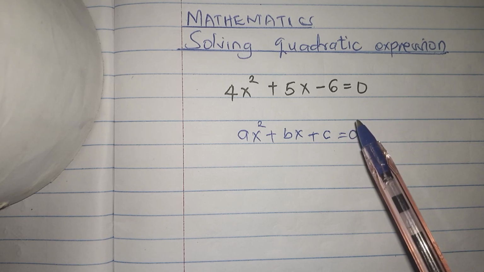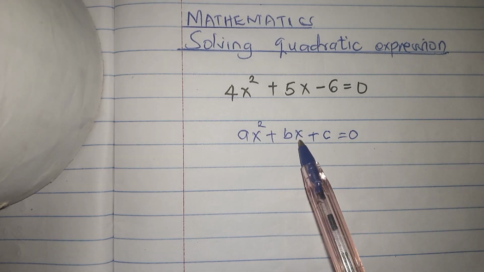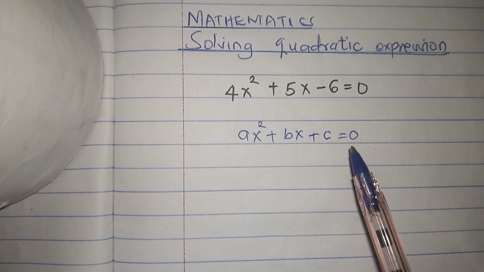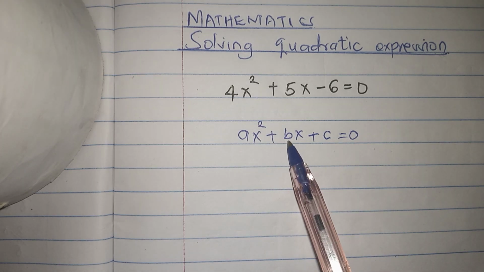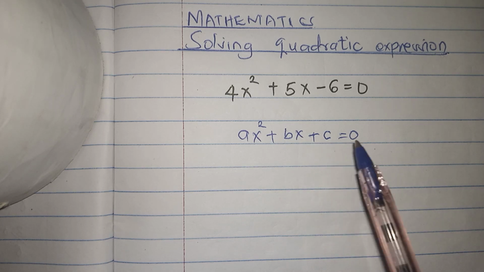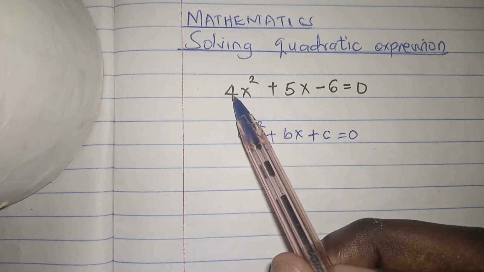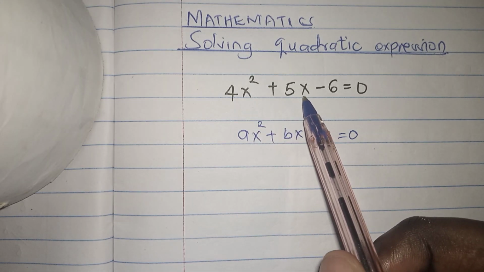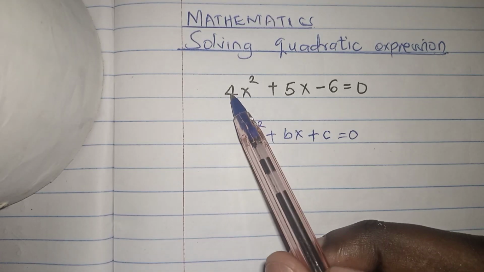Quadratic expressions are always in this form: ax squared plus bx plus c is equal to 0, where a, b, and c are constants. A is the coefficient of x squared, b is the coefficient of x, plus c. C is independent, it is always independent. So for our case, 4 is the coefficient of x squared, 5 is the coefficient of x, and 6 here is our c. 5 is our b, 4 is our a.